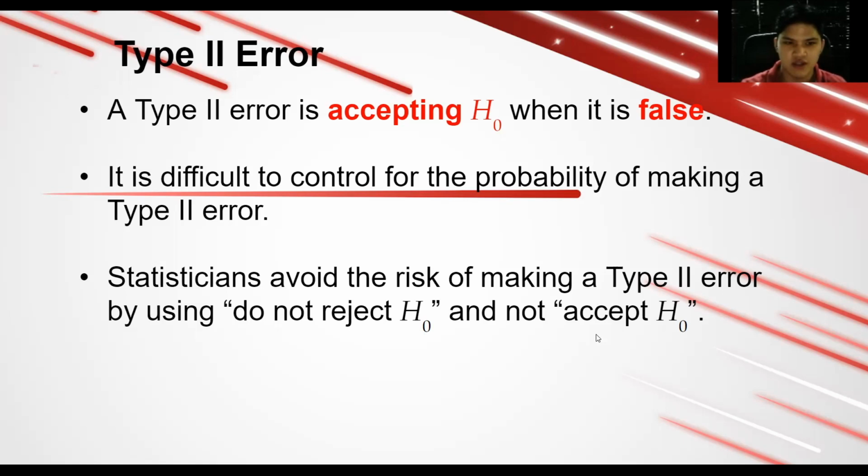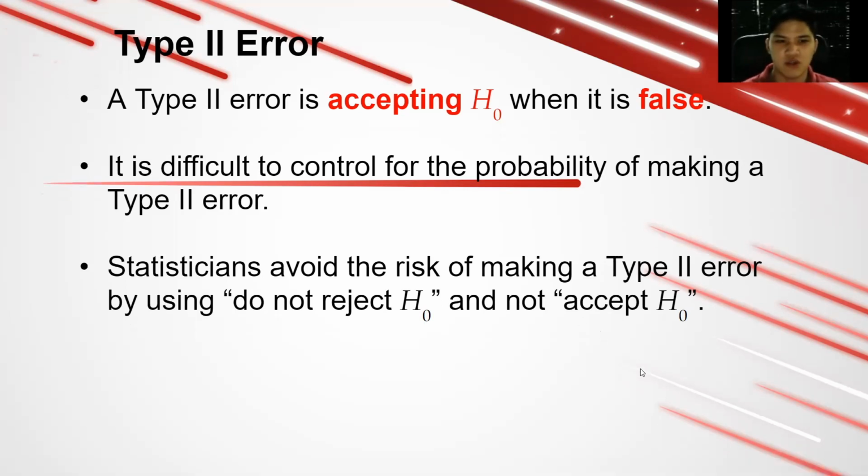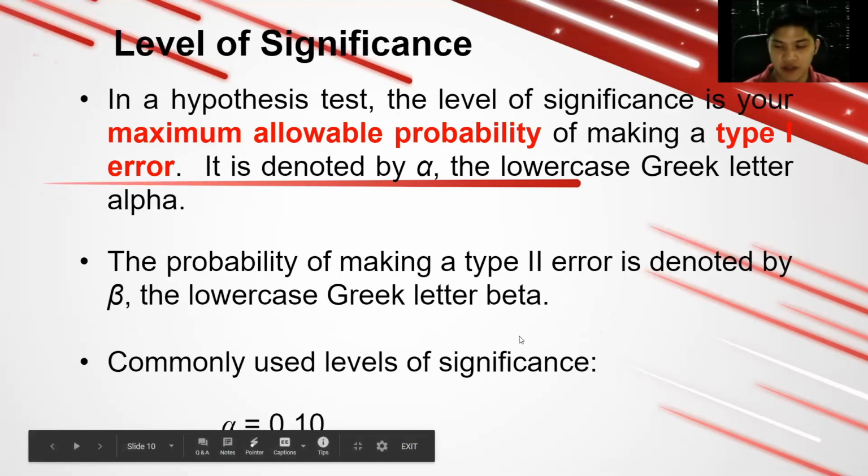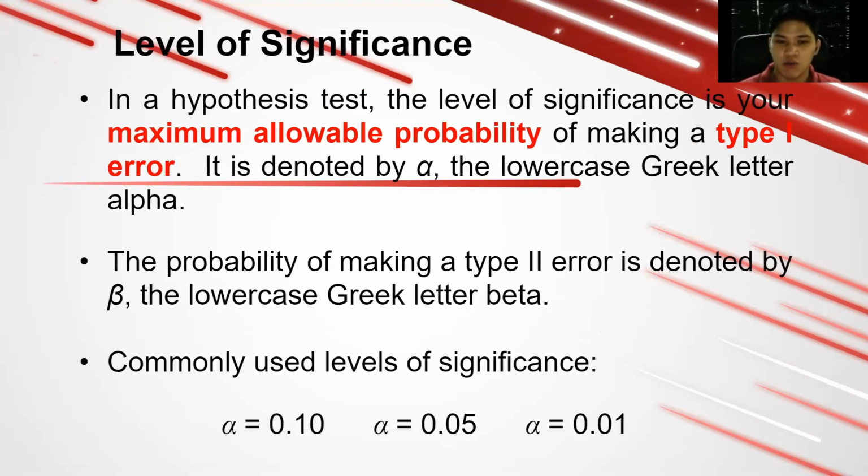So as you can see, the level of significance. In hypothesis testing, the level of significance is your maximum allowable probability. As I mentioned previously in the slide, it is your maximum allowable probability of making a type 1 error.